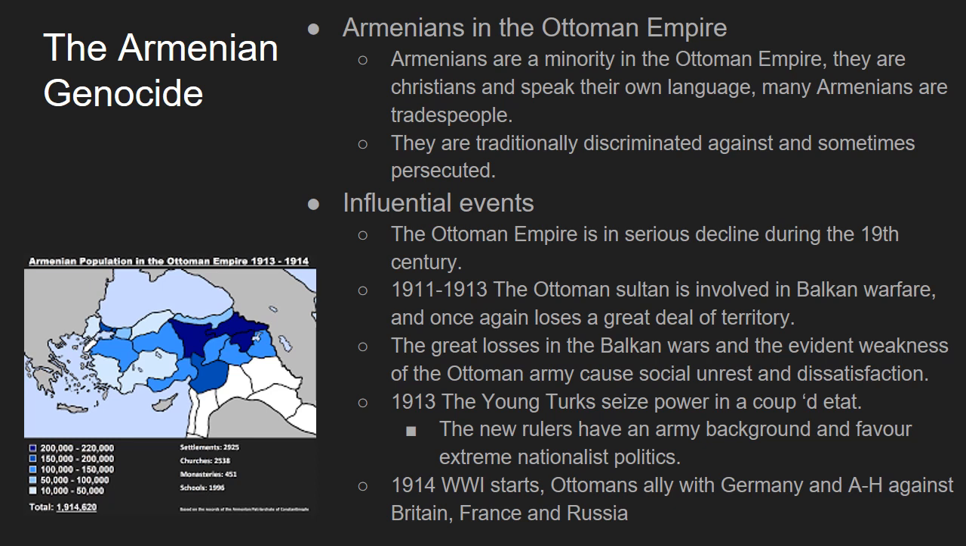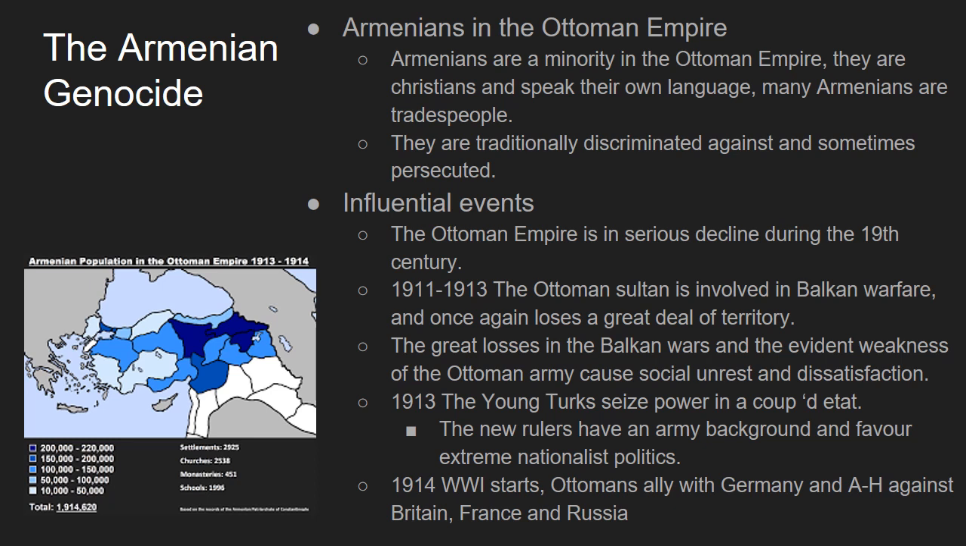In 1913, there was a coup d'etat by a group called the Young Turks, who basically overthrew the Ottoman Emperor and seized power. This new political ruling party had a military background, and they were in favor of extreme nationalist policies and politics. And that was bad news for anybody who wasn't Turkish. The Young Turks had a vision of the Ottoman Empire as this uniquely Turkish and Muslim empire, which meant that they were going to be targeting people like the Armenians.